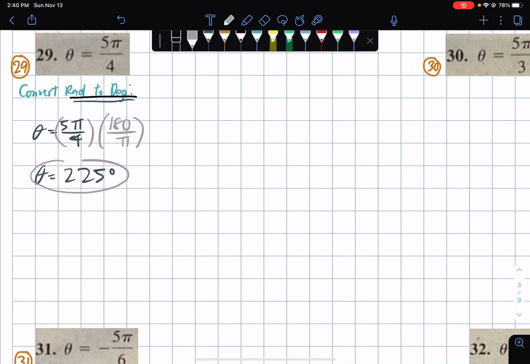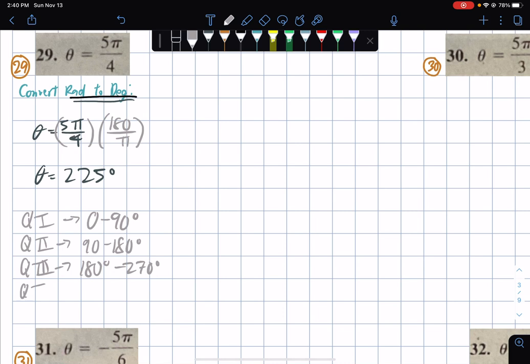Quadrant 1 is 0 to 90 degrees. Quadrant 2 is 90 to 180 degrees. Quadrant 3 is 180 to 270 degrees. And quadrant 4 is 270 to 360 degrees. So, where do you think 225 is situated? In what quadrant does it fall? It actually falls between 180 and 270 degrees, which is quadrant 3.